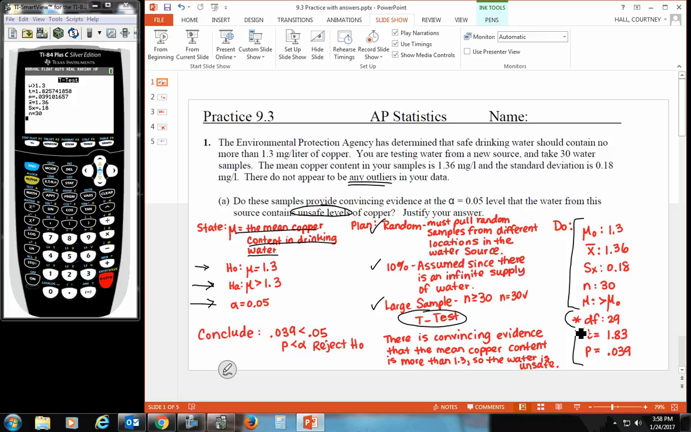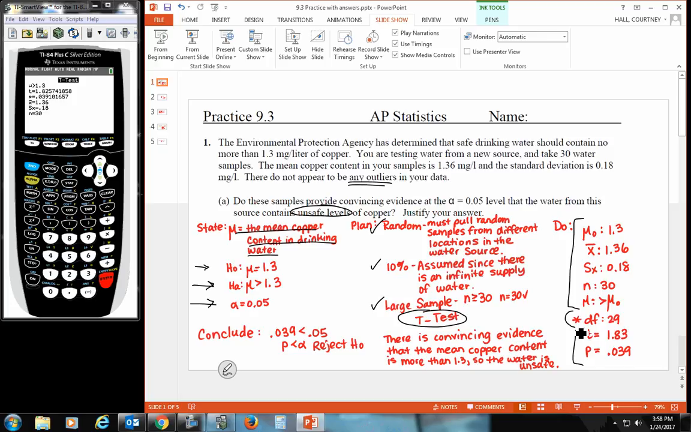Because if we were truly looking this up on a table, then we would have to know not only the test statistic, but we would have to know the degrees of freedom as well. So I went ahead and added that also. Since we have a sample size of 30, we know that the degree of freedom is always one less than our sample size. So that gives us a DF, which is degrees of freedom, of 29. And then the t is the test statistic we get from the calculator, rounded is about 1.83. And then the p-value, again from the calculator, is 0.039.